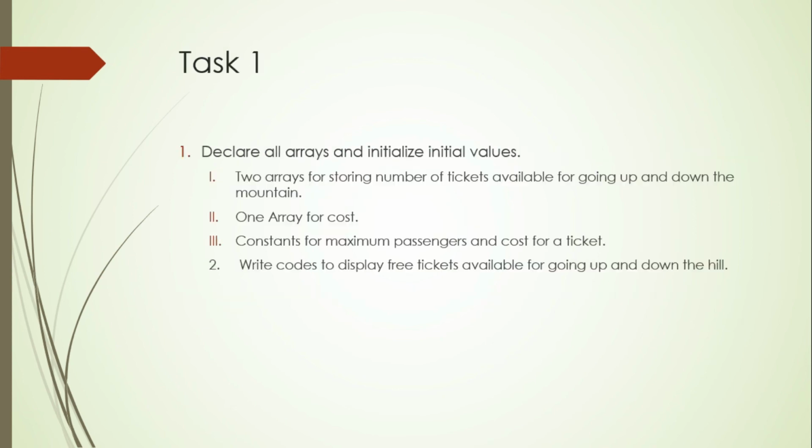So for task 1, we'll have to declare all arrays and initialize initial values. All the arrays passengers up and down should be initialized. We should cater for the times using pseudocode and VB code also. We need to declare one array for cost, and maybe constants for maximum passengers and cost for a given ticket. Then we'll write code to display free tickets available for going up and down the hill.